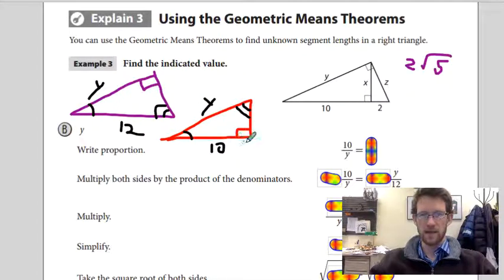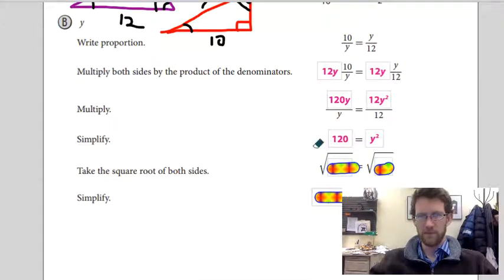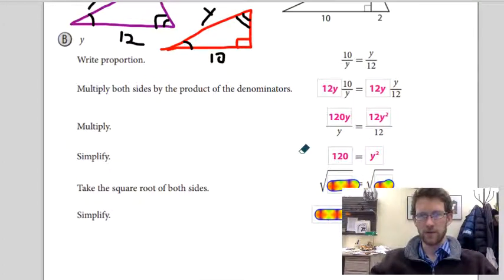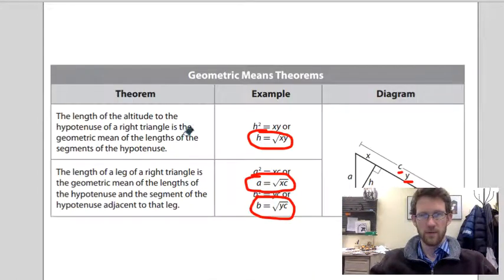We can just say that this long leg, 10, over this long leg y, is equal to this hypotenuse y over this hypotenuse 12. So we can say y over 12. Cool, and then at this point, it just becomes algebra again. We can crank through this. Finally, we get down to y squared equals 120. And this makes sense using our theorem here.